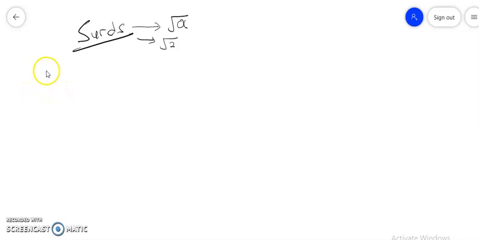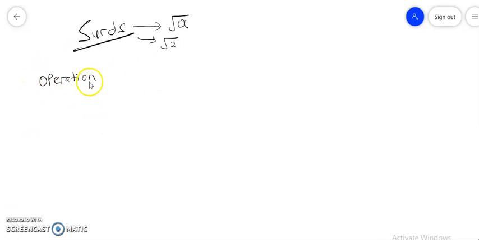Now we try to understand the operations involving surds. The operations involving surds are plus, minus, multiply, and also divide. First, we try to understand the plus and minus operations involving surds.